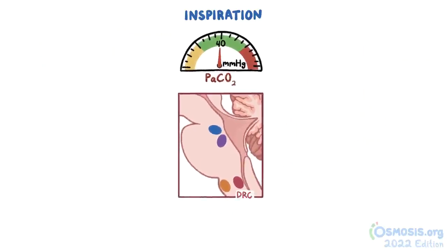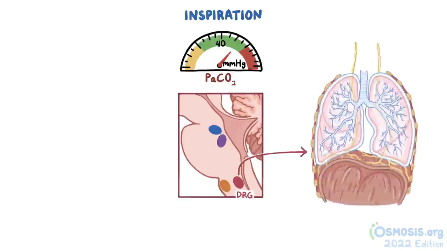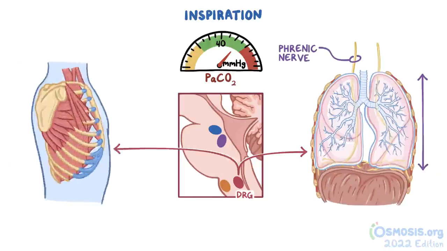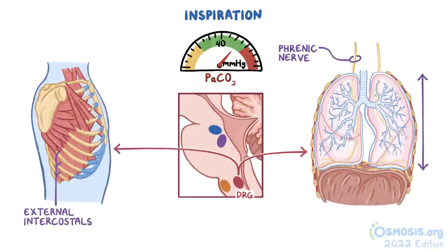When the dorsal respiratory group receives information regarding the increase of arterial pressure of carbon dioxide, the DRG sends a command through the phrenic nerve to the diaphragm, which contracts to increase the vertical length of the thoracic cavity, and through the intercostal nerves to the external intercostal muscles, which contract and make the ribs move up and out, increasing the lateral size of the thoracic cavity.